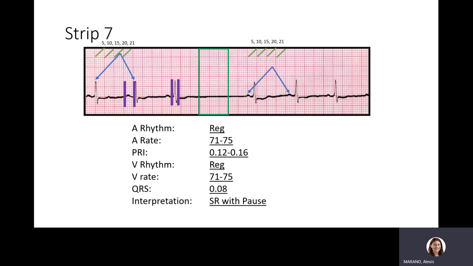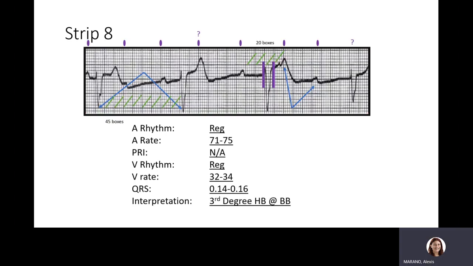Does everything else march out? If you see something abnormal with it, address it, and then follow the rules to identify, is it sinus rhythm, is there a pause, and go from there. Strip number 8.